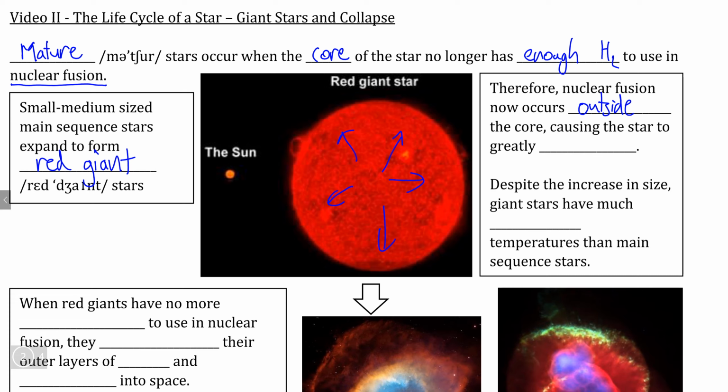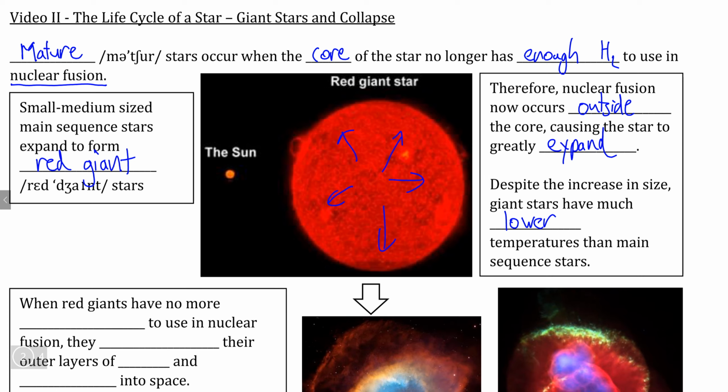And when this begins to happen, when fusion begins to take place outside of the core, this causes the regions between the core and the surface, the chromosphere of the star, to greatly expand, causing the star to form into a red giant. Now, despite the fact that the star enlarges itself by thousands or even millions of times, red giant stars actually have much lower temperatures than main sequence stars. Red giant stars are actually among the coolest type of stars that exist in the universe.